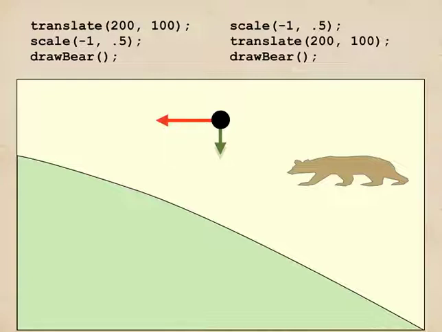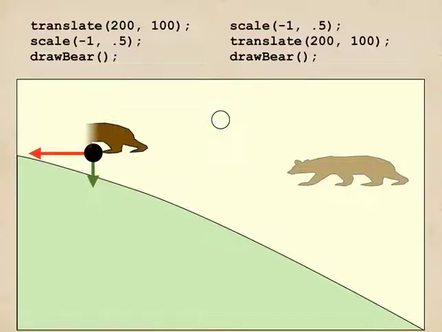Now we translate. But remember, we translate using the current coordinate system. So we're going to have 2 lengths of the x-axis and 1 length of the y-axis. That intersection tells us where we're going to end up. There we are. And now we draw the bear. Here are the 2 different bears that we get. 2 completely different locations. The only difference was first I translated and scaled, and then I scaled and translated.